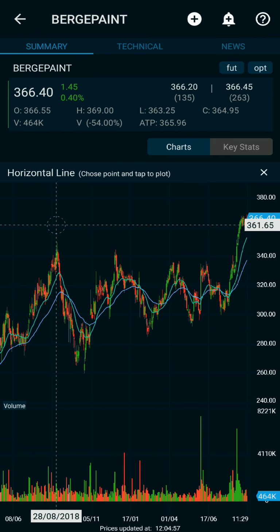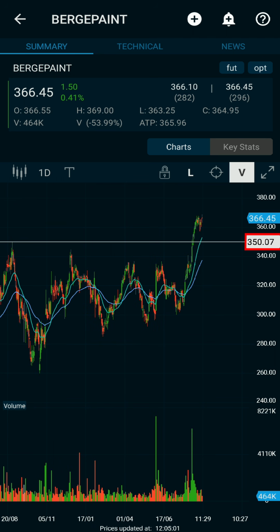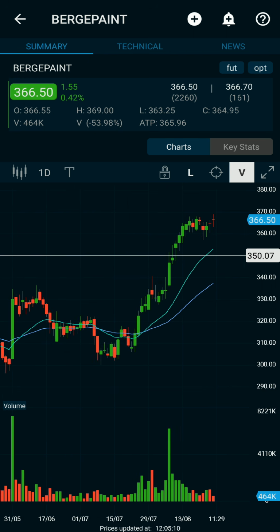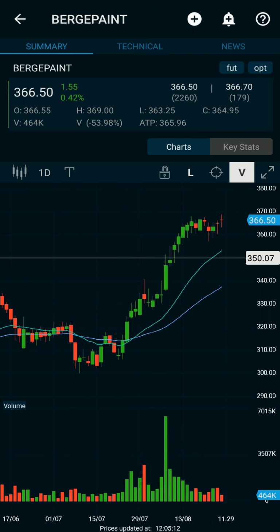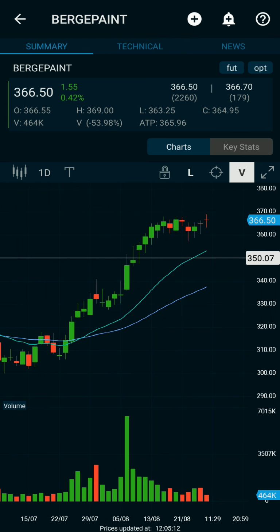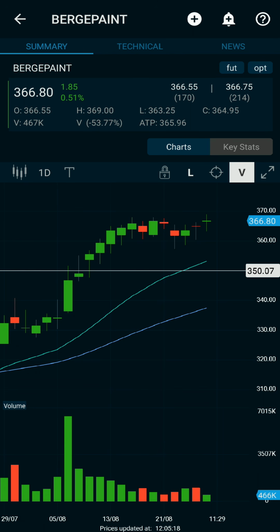If we open the chart for Berger Paints next, we can see that the stock broke out above its previous 52-week high at 350 and has continued its strong up move. Now it is consolidating sideways. I would like to keep the stock on my radar in the coming days, and on dips and consolidation around its 20 EMA or the rising 50 EMA, or maybe even the 350 levels, we can look for reversals and look for opportunities to enter the stock.